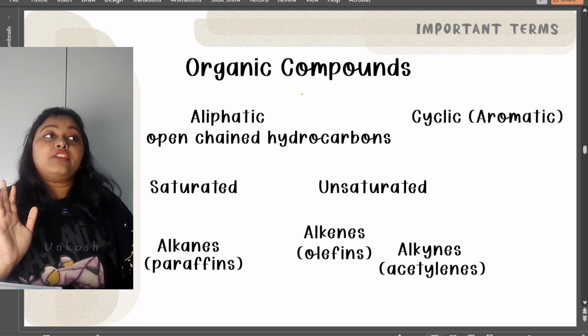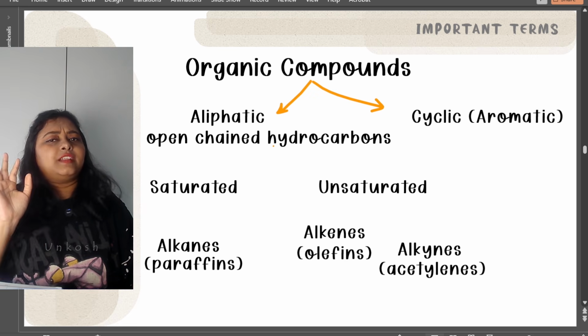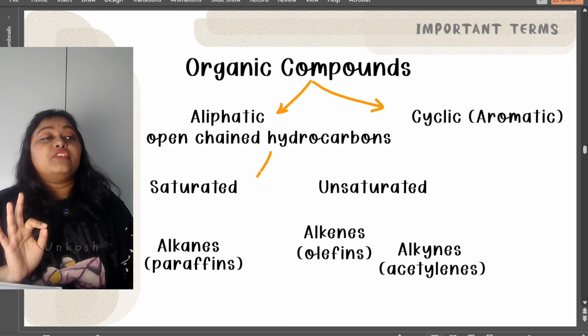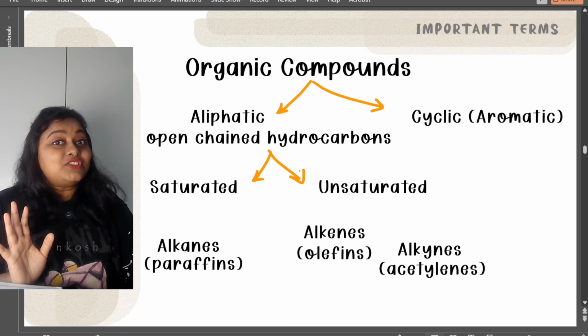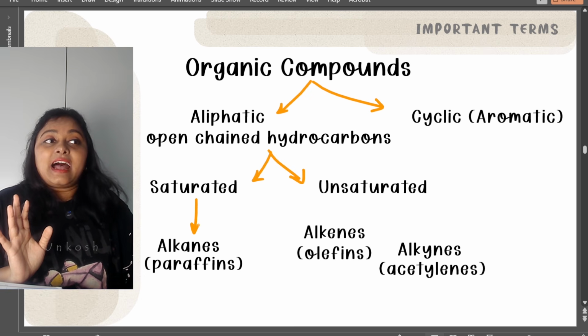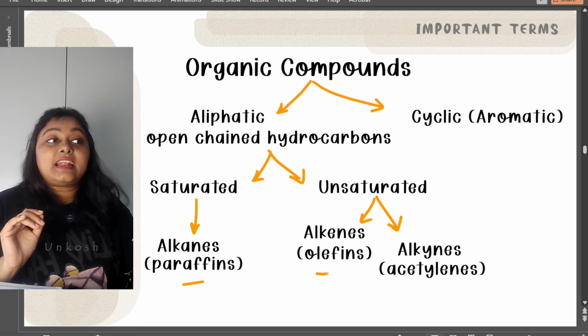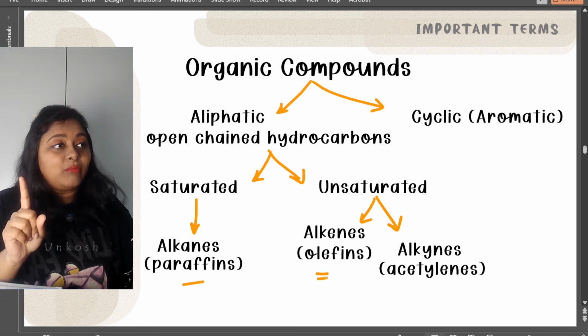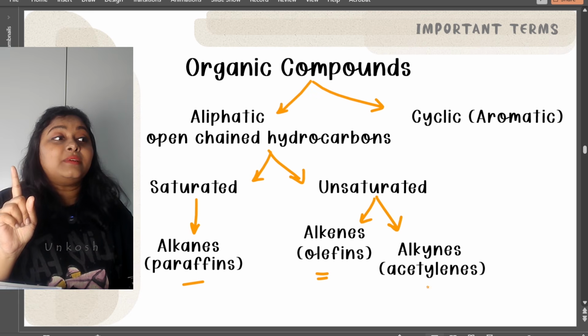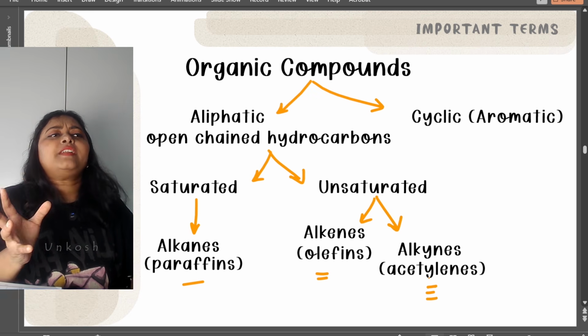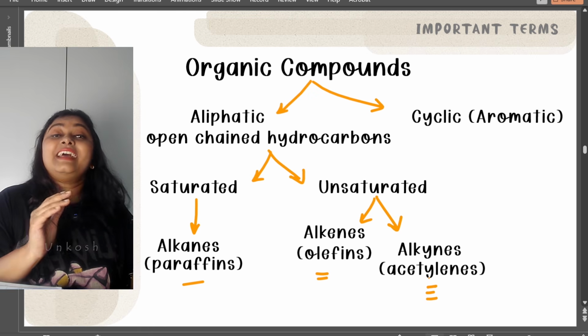So we have already covered organic compounds being aliphatic and cyclic. Aliphatic is nothing but open-chained hydrocarbons which are saturated and unsaturated, right? Saturated are alkanes, which have single-bond carbon links. Unsaturated are alkenes and alkynes. Alkenes have one carbon-carbon double bond. Alkynes have one carbon-carbon triple bond. And what are they also called? Paraffins, olefins, and acetylenes.